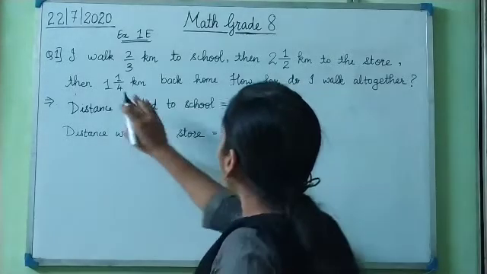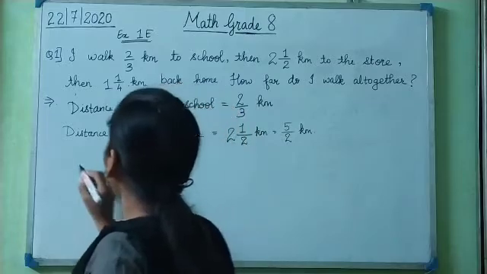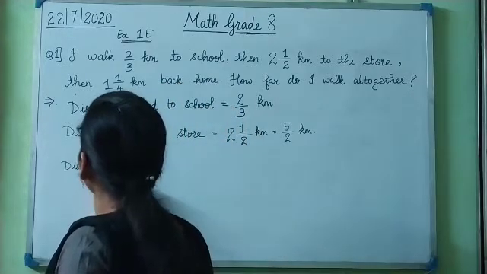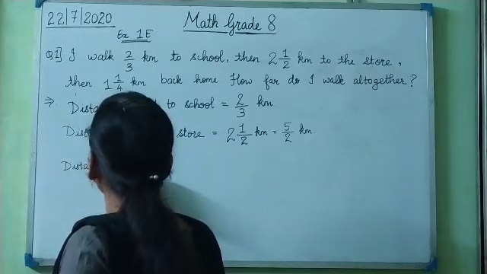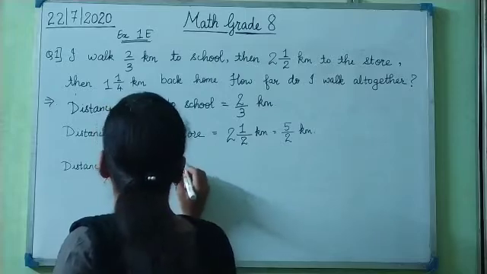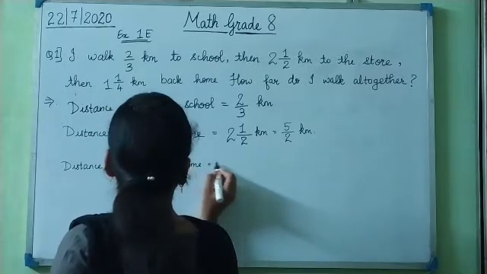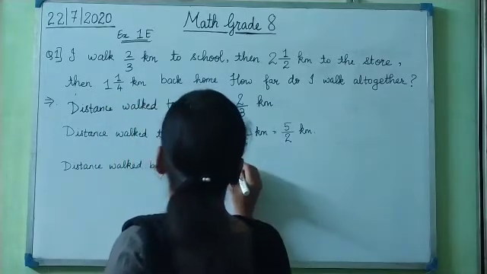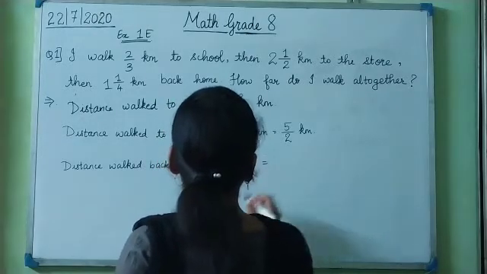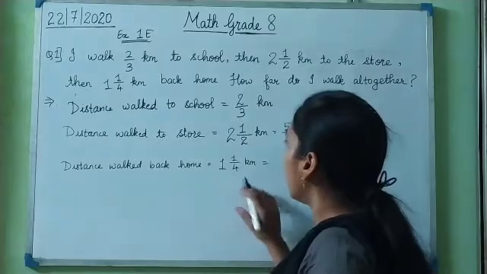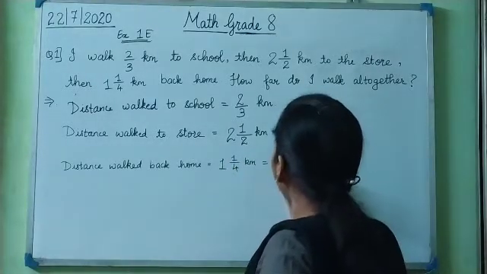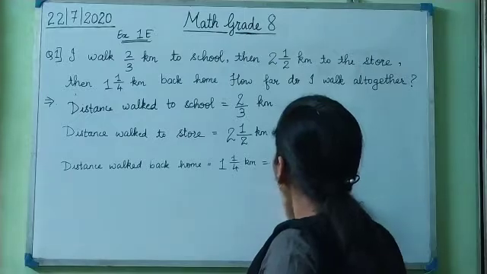Okay, then after that 1 by 4 kilometer back home. Distance walked back home is how much? 1 by 4 kilometers. And this is also a mixed fraction, so we convert it to an improper fraction. 4 ones are 4, 4 plus 1 is 5. So this is 5 by 4.